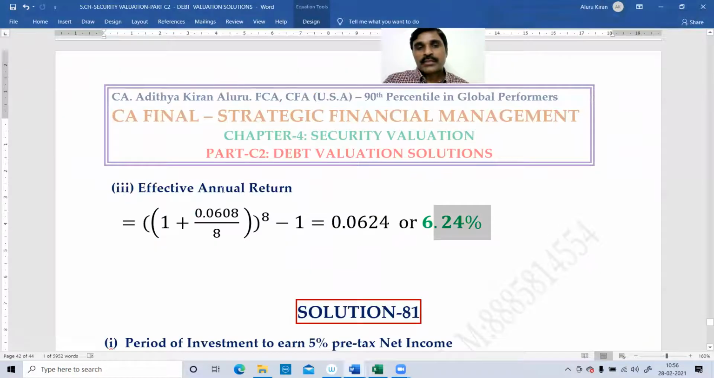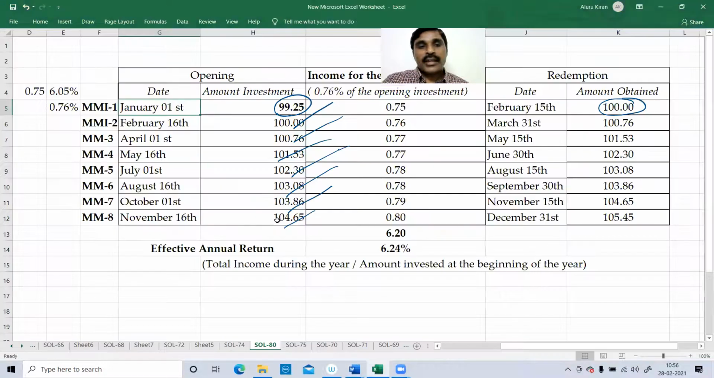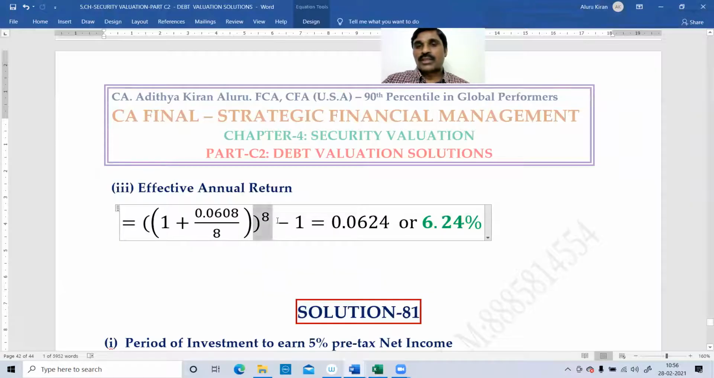Look at this 8 times. How did I get 8? There are 8 periods of 45 days during the year. That means our investment is compounded 8 times during the year. 8 times we have rotated the instrument. That's what that formula says. For the sake of examination, to save time, substitute the formula.